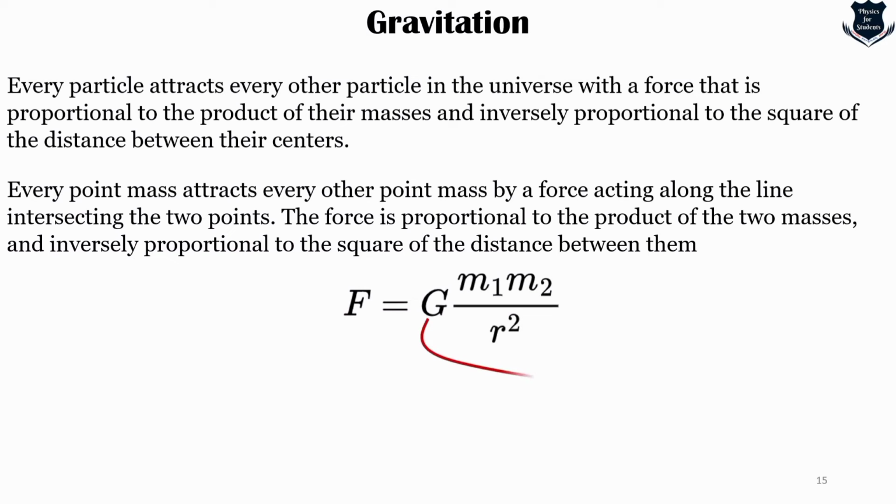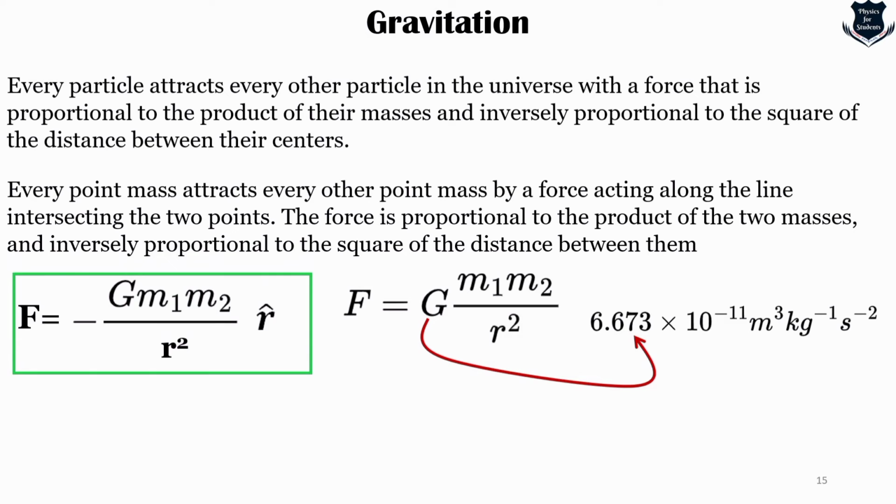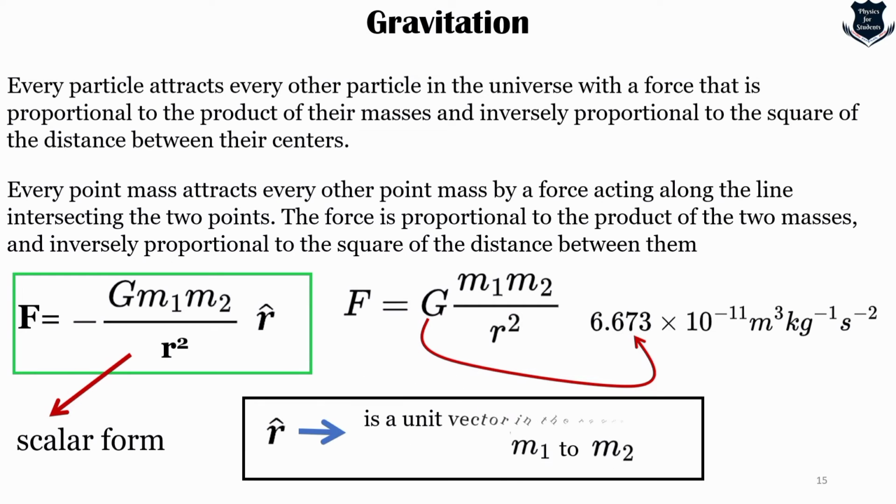So we know all what it is. This G is basically Newton's constant, the gravitation constant, which is written over there, and it also can be written like this. Here this is the scalar form, and this r hat is basically a unit vector in the radial direction. Remember, it's pointing out from the center of gravity, from m1 to m2, and the minus sign actually indicates that gravity is a force of attraction, not repulsion.